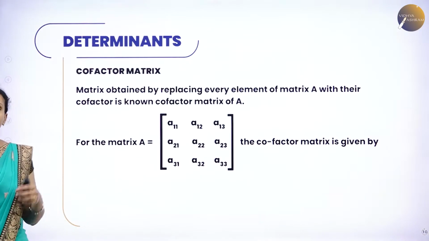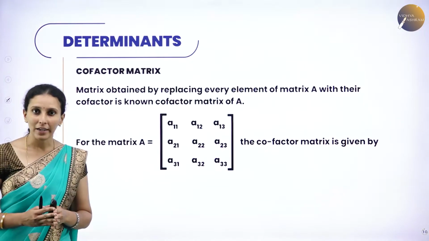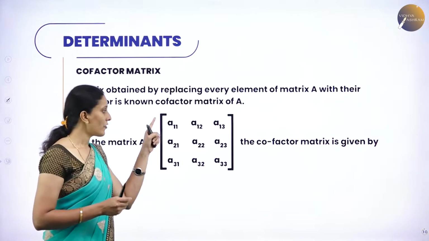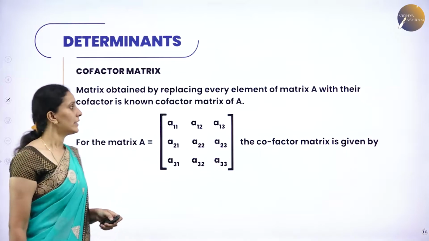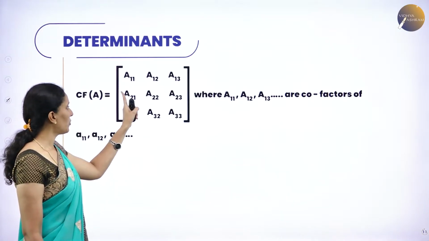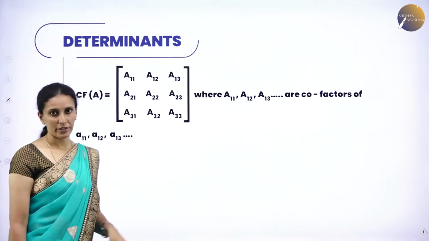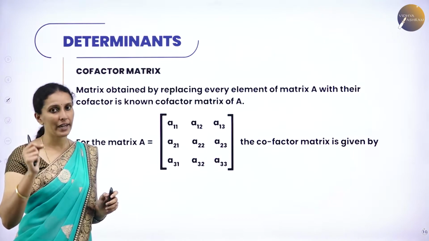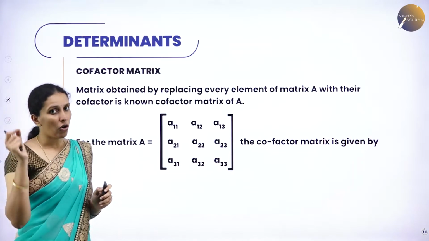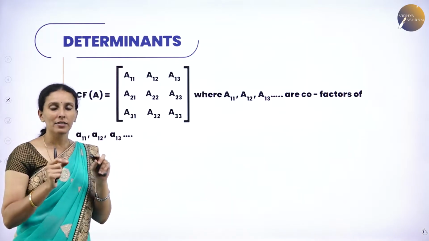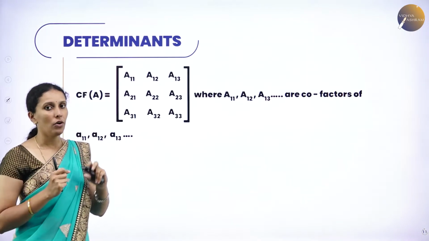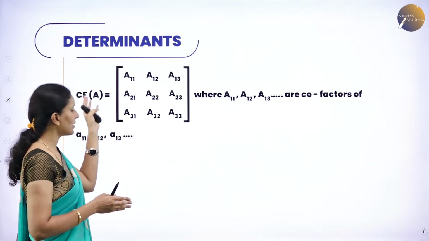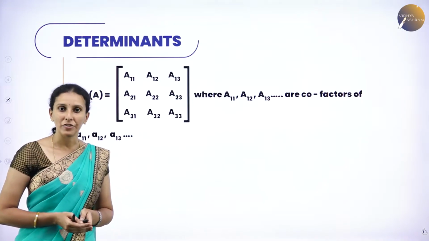So next is the cofactor matrix. What is a cofactor matrix? We know that for every particular element, we will find a cofactor, and writing all the cofactors in a matrix, that is A11, A12, A13, A21, A22, A23, A31, A32, A33. So we know that for every element, we find the minor, and after assigning positive or negative sign, we get a cofactor. And writing all the cofactors in a matrix is called the cofactor matrix. So after finding the cofactor of all the elements, if you write those cofactors in one matrix, that is called the cofactor matrix of A.